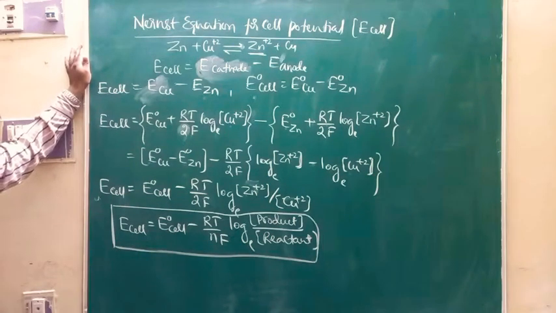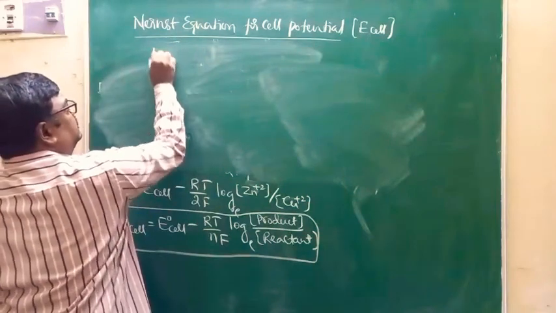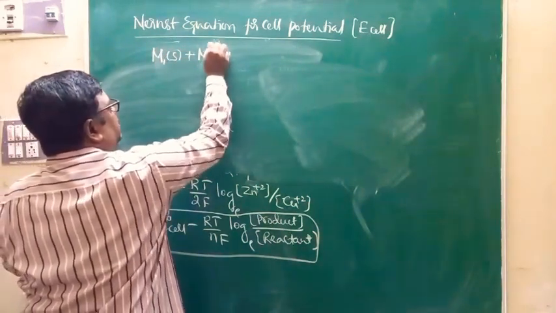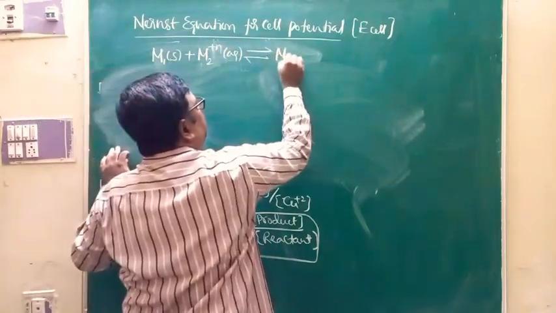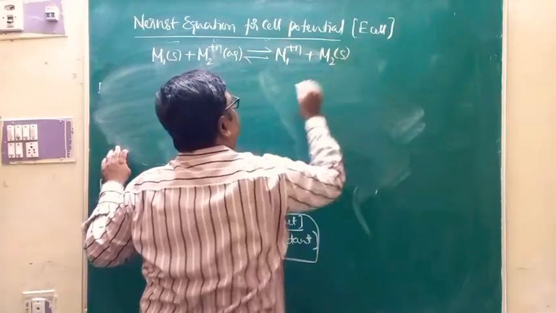So, look at the general equation: M1 solid plus M2 n+ in ionic solution gives M1 n+ plus M2 solid, where the ions are aqueous.